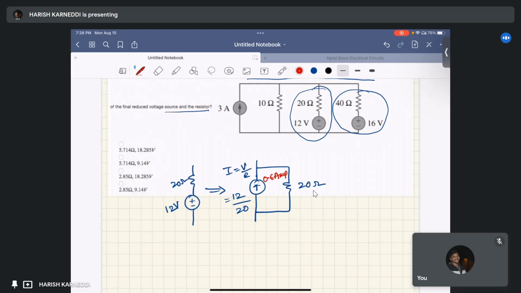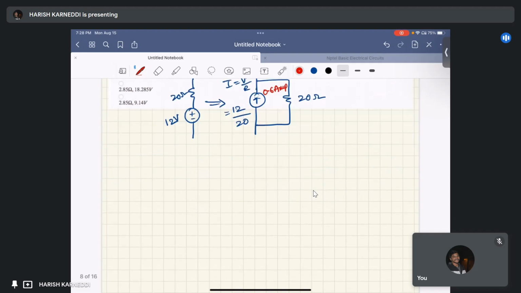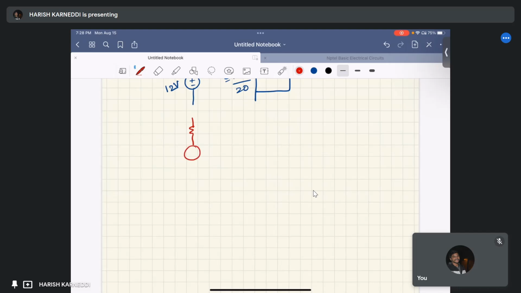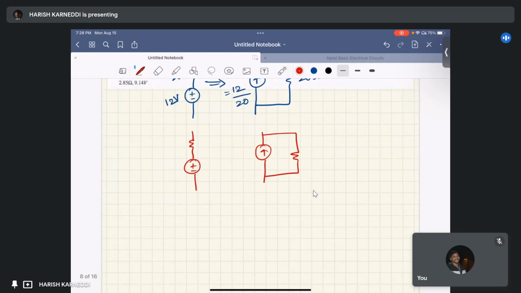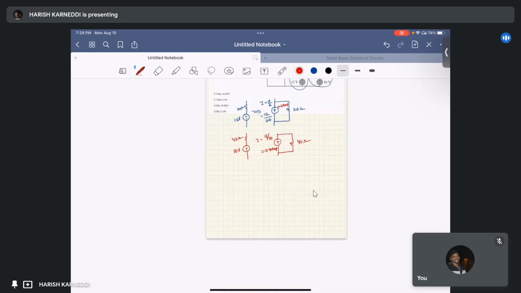Similarly, the second one we are transforming: this is 16 volts in series with 40 ohm. The 40 ohm remains the same, and for the 16 volts, I equals 16 by 40, that is 0.4 amps. Therefore, we can redraw this same circuit.